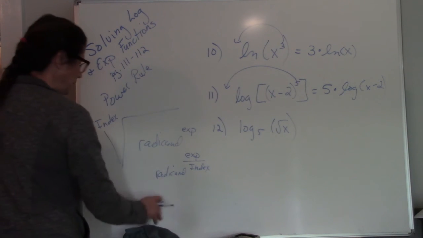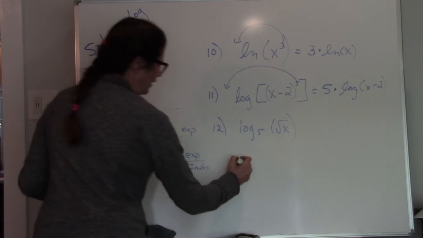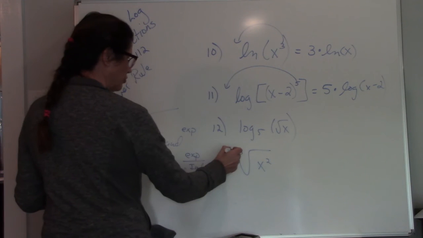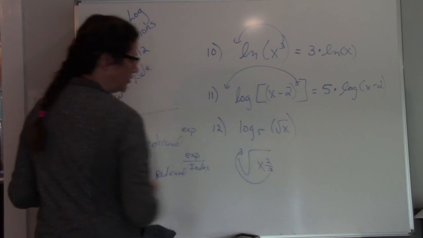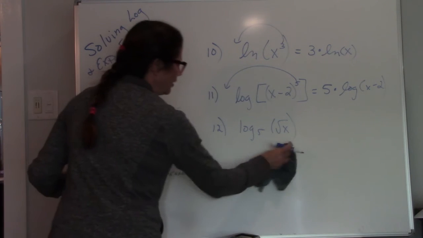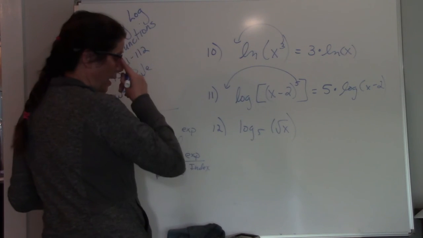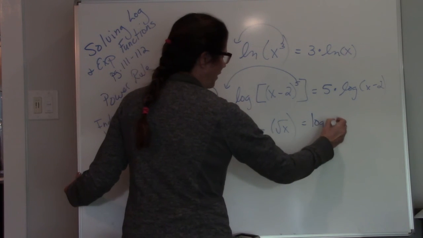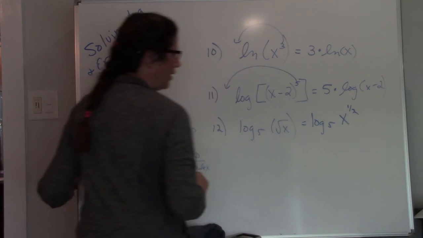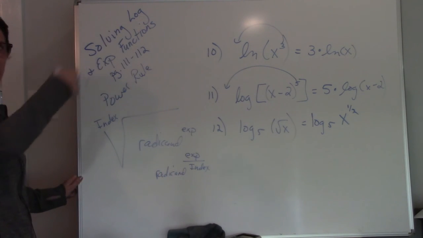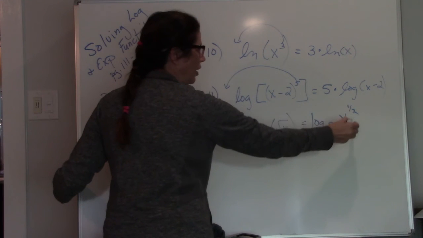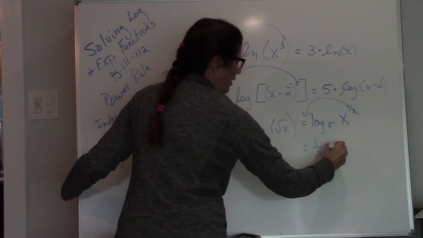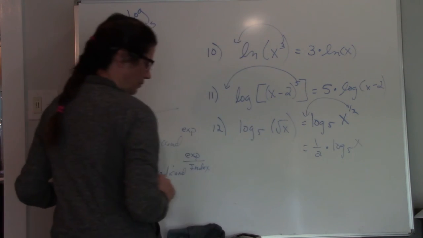Okay? Now, I have some people that will do it this way. If you have the cube root of x squared, they just drop this down and make it the denominator. Okay? So radicals are actually another way to write a fractional exponent. So I'm going to rewrite this as log base 5 x to the 1/2 power. So now you can see I have an exponent on an exponent. So I'm going to drop this to the front and multiply.